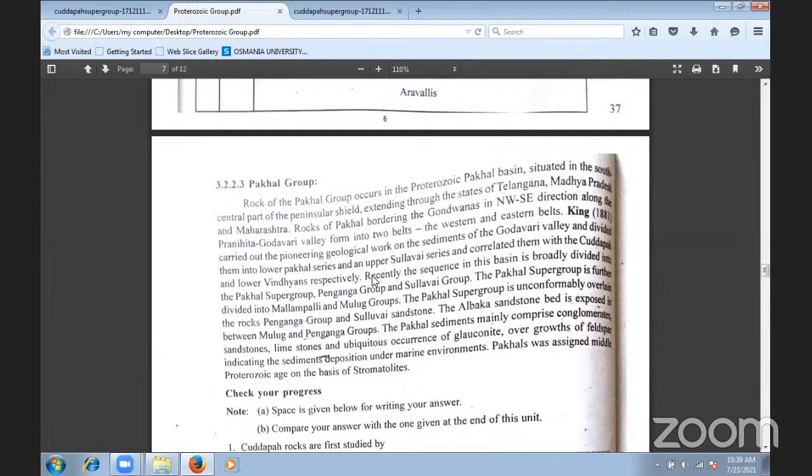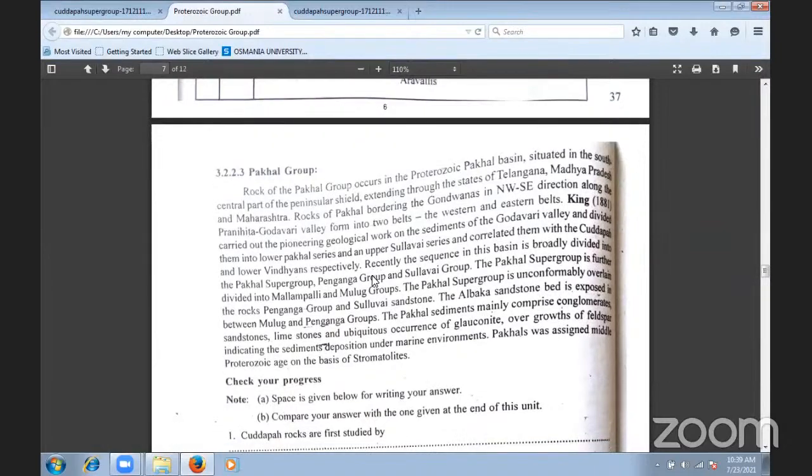and Sullavai sandstone. Moreover, the Albaka sandstone is a bed that is exposed between the Mulug and Penganga groups. The Pakhal sediment mainly consists of conglomerate, sandstone, limestone, and occurrence of glauconite and overgrowth of feldspar. It indicates sediment deposition under marine environments. Some populations we have also identified in the Pakhal are stromatolites, of an age around the middle Proterozoic.